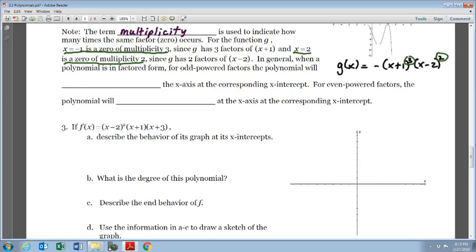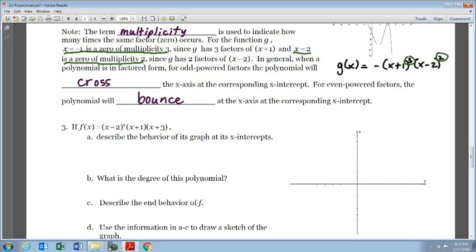So in general, when a polynomial is in factored form, for odd-powered factors, the polynomial will cross the x-axis at the corresponding x-intercept. For even-powered factors, the polynomial will bounce at the x-axis at the corresponding x-intercept. So this is going to help us to do our graph, particularly to understand what's going on in the middle of the polynomial. We've already talked about end behavior. Now we know what's going on in the middle, or we can use this information to draw the part in the middle.